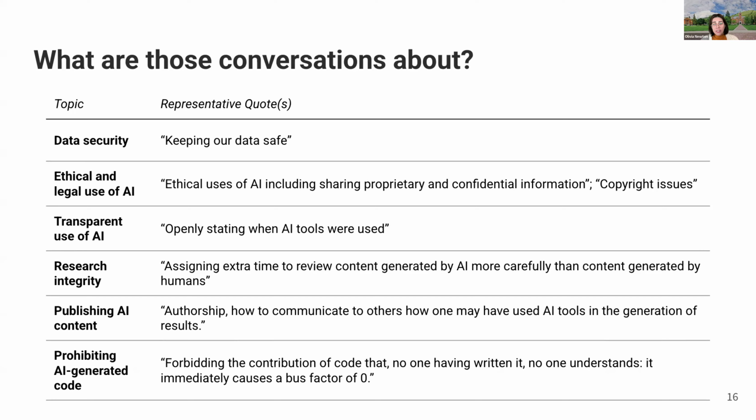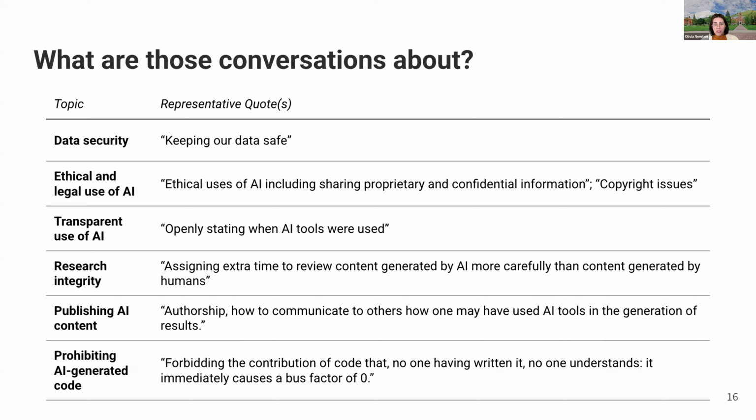And next, we have research integrity, so ensuring that whatever was produced by AI is meeting some level of quality, ensuring that there's integrity in the research in terms of accuracy, completeness, and so on and so forth.